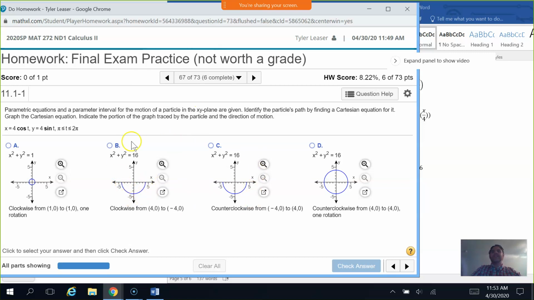So now let's look at it. It's either B or C. It all comes down to the direction that it's going. And again, it's just the normal direction for the unit circle, which is counterclockwise. So counterclockwise has to be the motion going from this negative 4, 0 at pi, sweeping underneath all the way to the positive 4, 0 here at 2 pi.